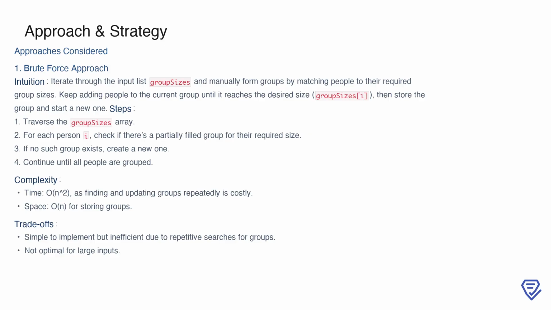For each person, we try to add them to a partially filled group that matches their size. If no such group exists, we create a new one. Once a group reaches its required size, we finalize it and move on to the next. This method is simple to implement but comes with significant drawbacks.